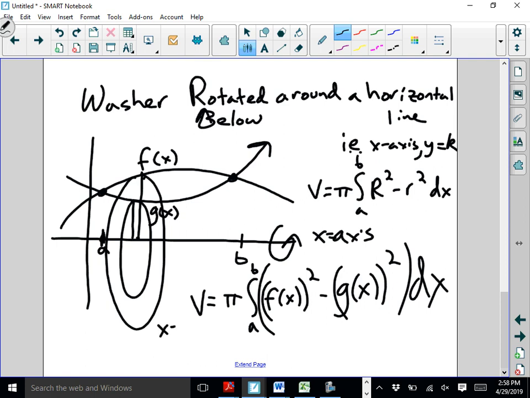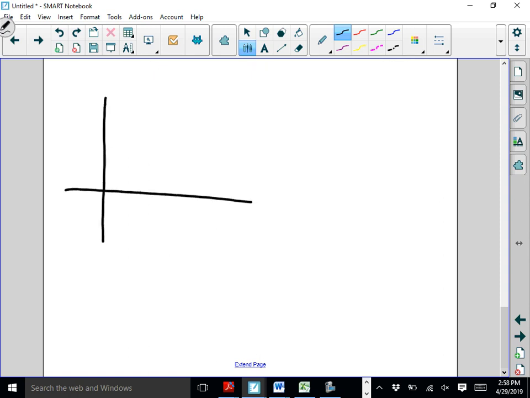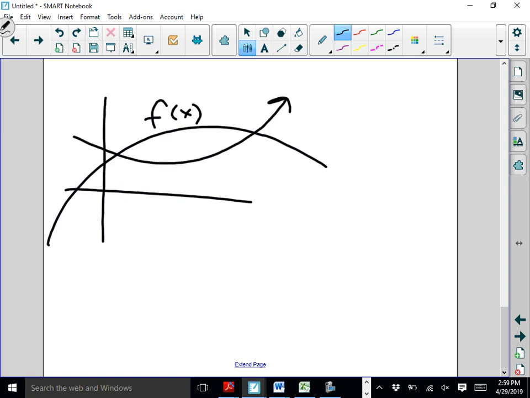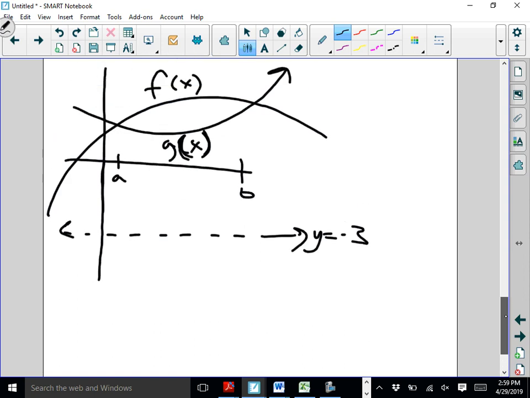But what if we did another horizontal line that was lower than the x-axis? So we have something like this. We have f of x and g of x. Again, this is A, this is B. And let's say we're revolving around the horizontal line y equals -3. Now, this is going to make a much bigger circle.